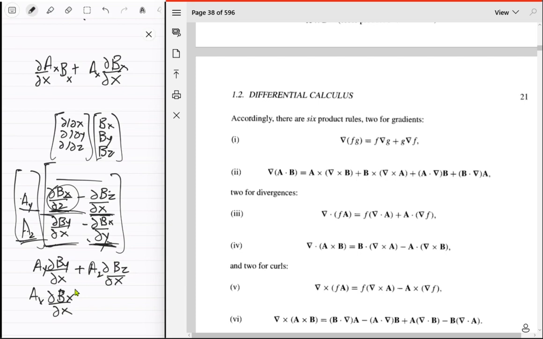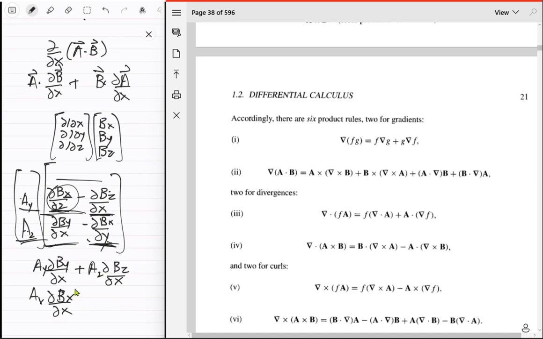Take partial x of this thing. Oh, well, that's kind of weird. A vector dot B vector. It's not just the x component we are looking for. What am I doing? This is not right. Partial x of A vector dot B vector would be what? It's just A vector dotted with partial B vector upon partial x plus B vector. Right, okay, I messed up real big.